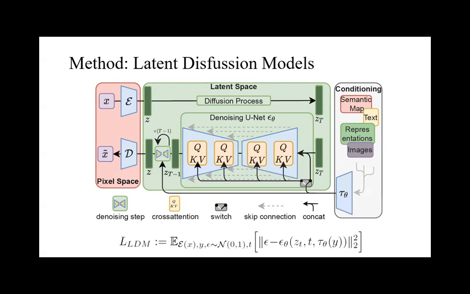And finally, this is the objective function. So I'm going to try to predict, again, the noise parameterized by some parameter theta, conditioning on the latent space, the time step, and now the representation or the embedding of my condition, which is tau theta of y.